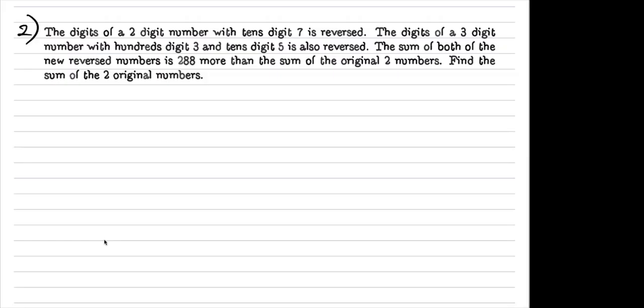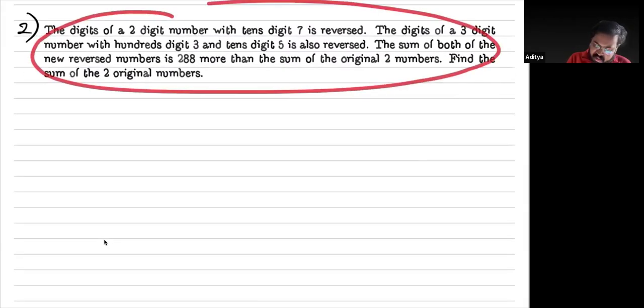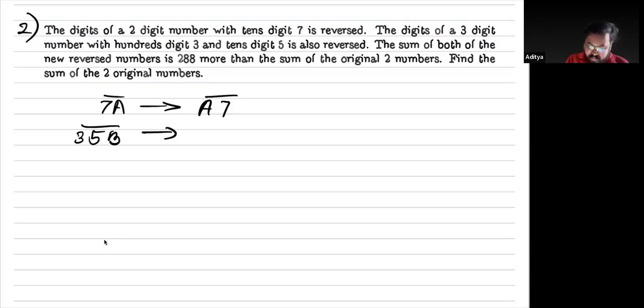Okay, so far if someone is completely confused, I'll write down what they mean by this. I'll convert all of this into mathematical language. This is all written in words, correct? So firstly, a two-digit number with tens digit 7 is reversed. So you can say that two-digit number 7a is reversed to a7. And then the digits of a three-digit number with hundreds digit 3, tens digit 5 is also reversed. So a number like 35b is reversed to b53.